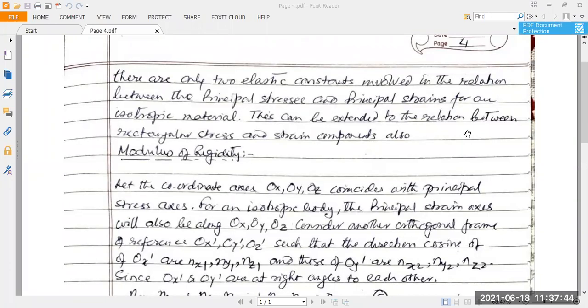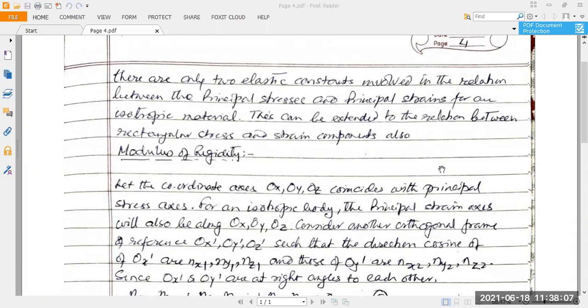Now, for modulus of rigidity, we have to know the shear strain, and you have to know the shear stress, if you really want to know the modulus of rigidity.